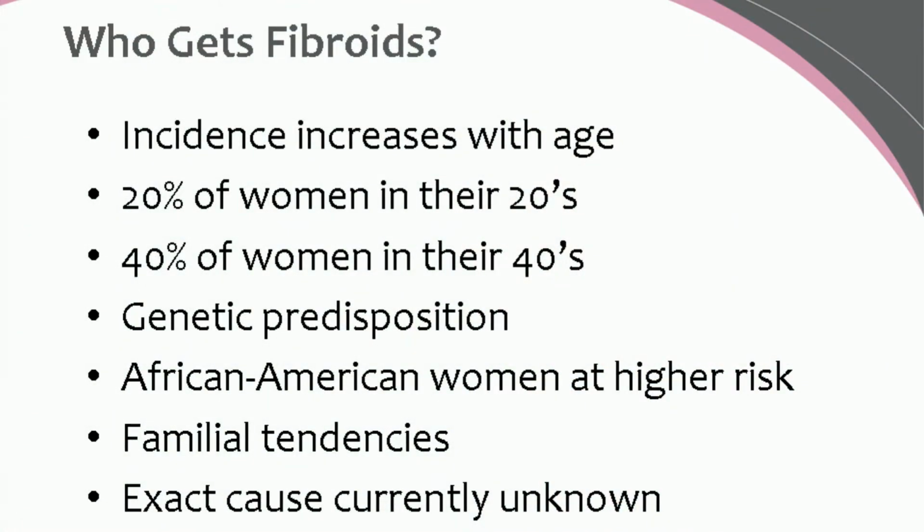So who gets fibroids? It increases with age till menopause. About 20% of women in their 20s, about 40% of women in their 40s have fibroids. Again, there is some sort of a genetic predisposition, and it is definitely more common in the African American subset. I'd say probably about 75% of my patients are African American. There is a familial tendency, which goes with the genetic predisposition, but we don't really have an exact cause.